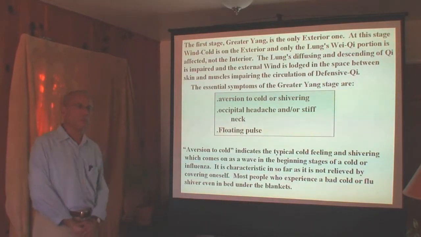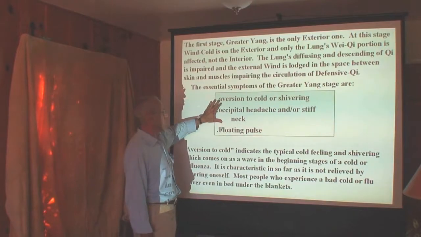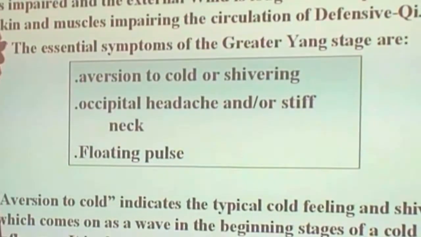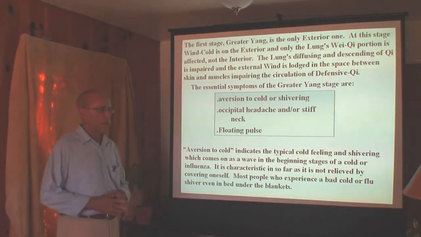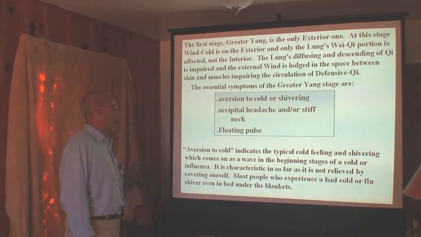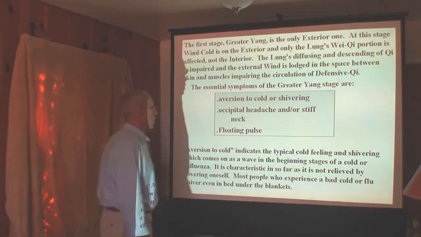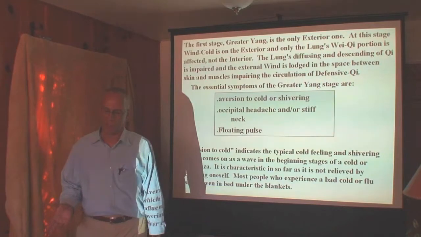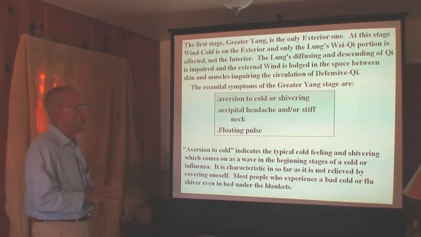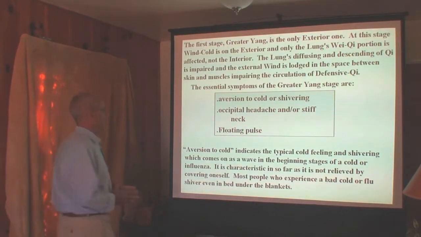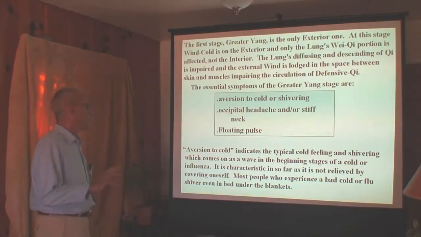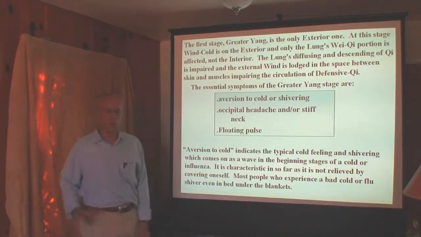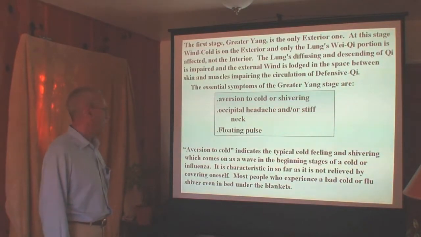Now, in the beginning stages of invasion of wind, these are the 3 cardinal symptoms from the Shang Han Lun: aversion to cold or shivering, occipital headache and stiff neck, and floating pulse. Aversion to cold means what? It means that the patient feels cold, the patient has those typical waves of shivering, and a characteristic of it is that this cold is not relieved by covering yourself. If you have a feeling of cold from yang deficiency, you cover yourself, you feel warmer. A characteristic of this aversion to cold is that you may go to bed under lots of blankets and you're still shivering. And that's typical. When that is present, it's typical of the beginning stages of an invasion of wind in Chinese medicine.